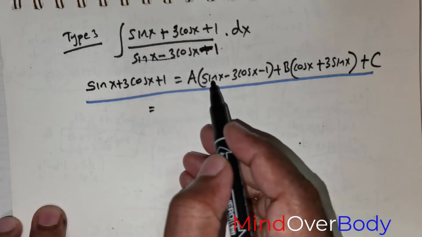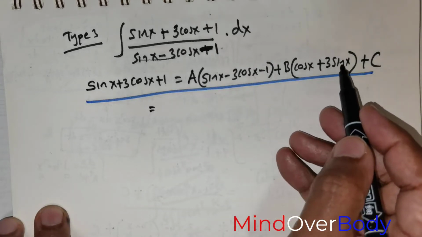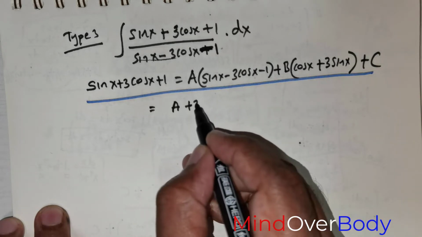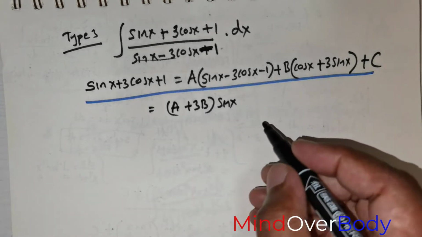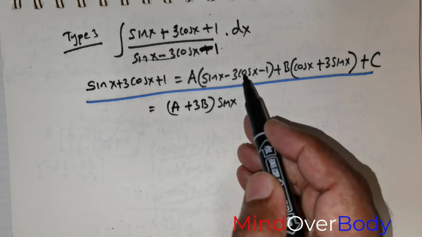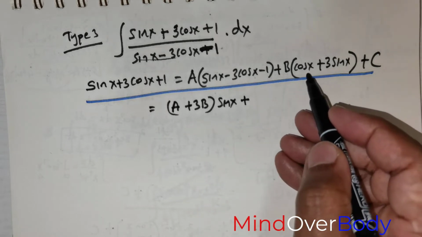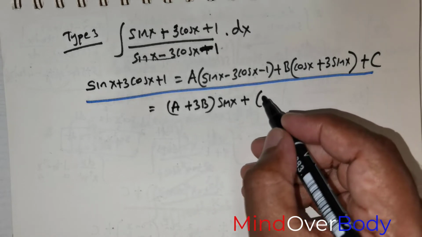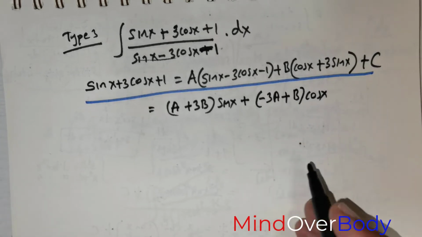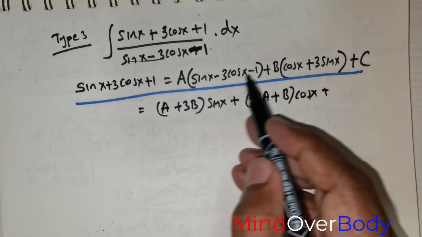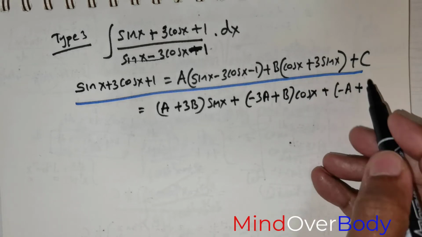Over here I get a times sin x and 3 times b sin x. So this is going to be (a + 3b) with sin x. As I mentioned to you, we are gathering the coefficients of sin x and cos x together. Now in cos x, it's going to be 3 times a with a negative sign, and b. So this is going to be (-3a + b) times cos x. That's fine. Now the constant term, what is the constant term? a times -1, so -a. There is no constant term for b, so that has to be followed with c.